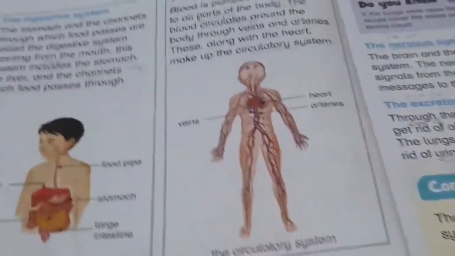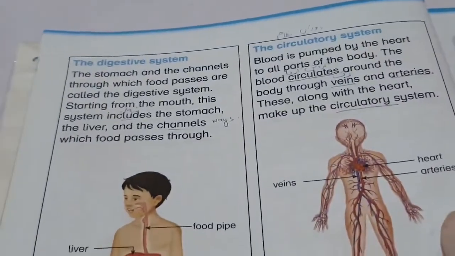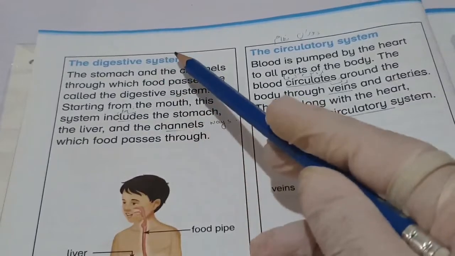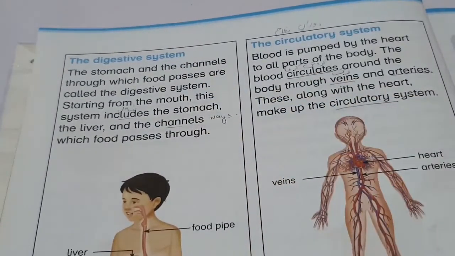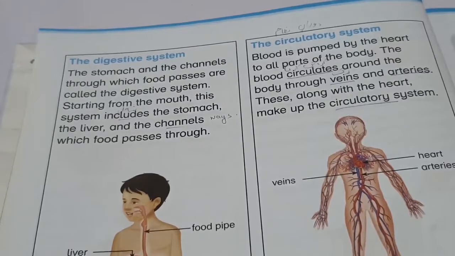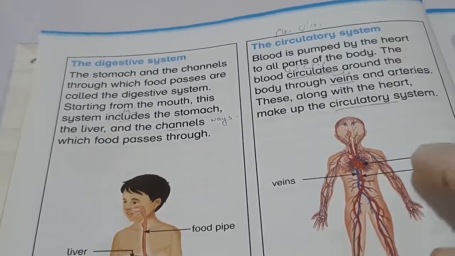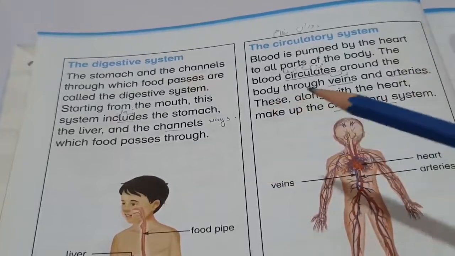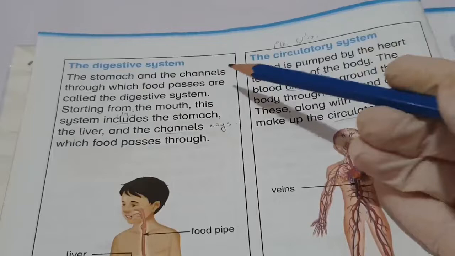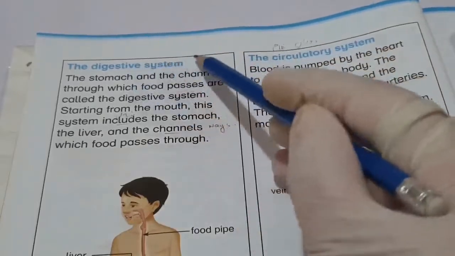What do we have here? Another very interesting system, the digestive system. What is a digestive system? As you know, we people eat food. That food goes in our body, then it comes out in the form of poop. The whole procedure is called digestion, and the system involved is called the digestive system.